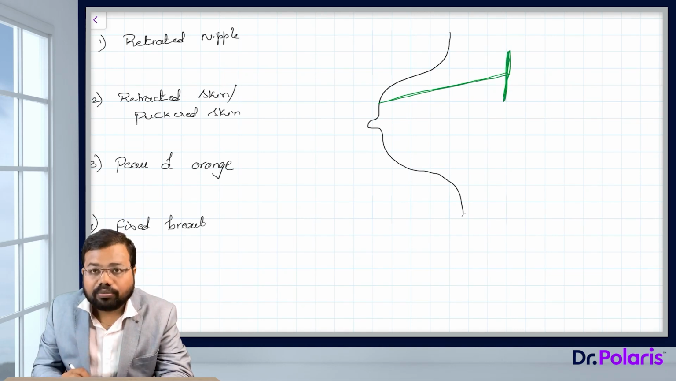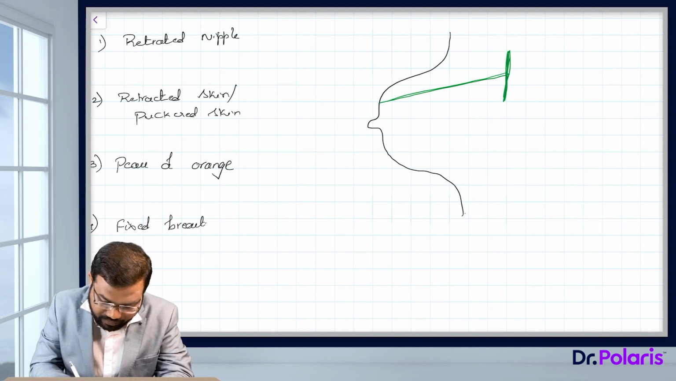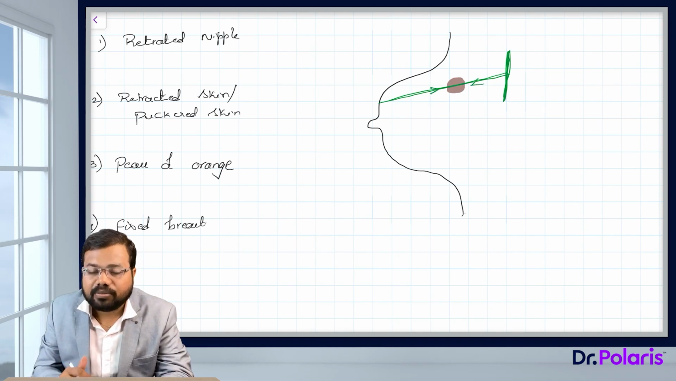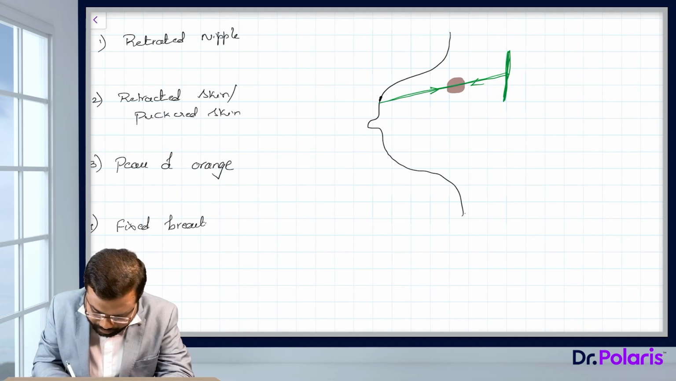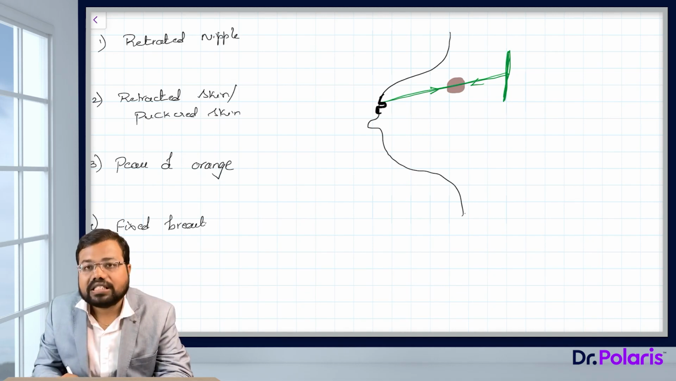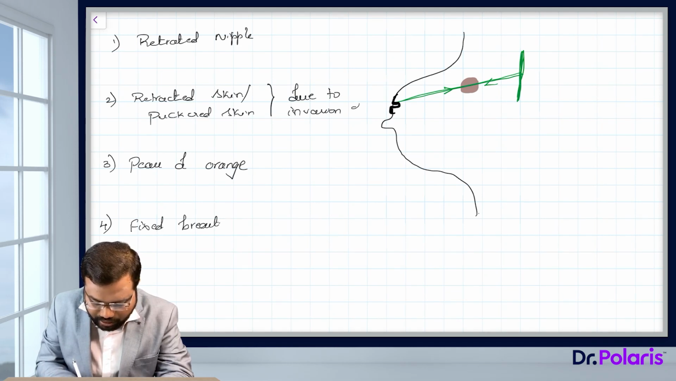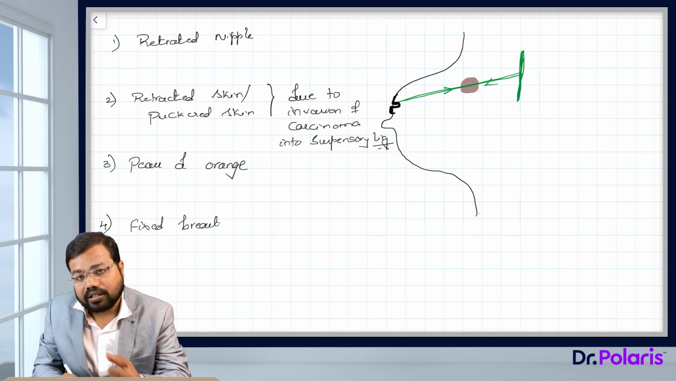Now, whenever this suspensory ligament of Cooper is invaded by the carcinoma of the breast, there is a tension, a contraction of these suspensory ligaments of Cooper, that makes the skin form a depression here. That is called a retraction of the skin or puckered skin. So retraction or puckered skin is due to invasion of carcinoma into suspensory ligaments.